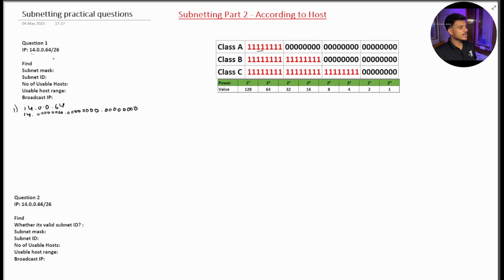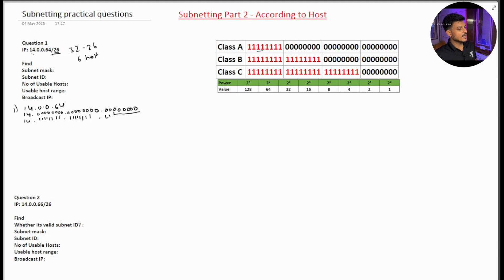Here subnetting has already been done, meaning 26 bits are given to the network, so out of 32, 26 are given to the network and 6 bits are given to the host. So we again take those 6 bits for the host, from here till here, and the rest we make 1. So 1 2 3 4 5 6 7 and here 2 bits are given to the network.